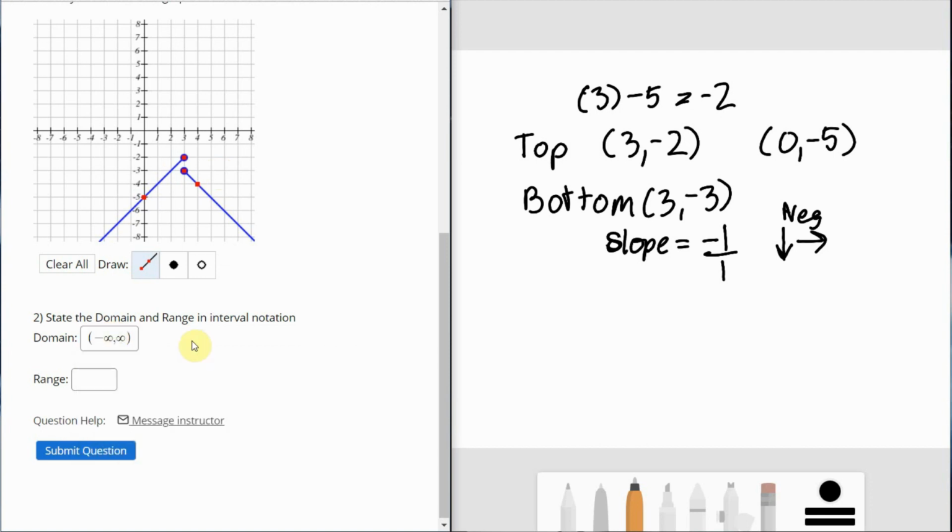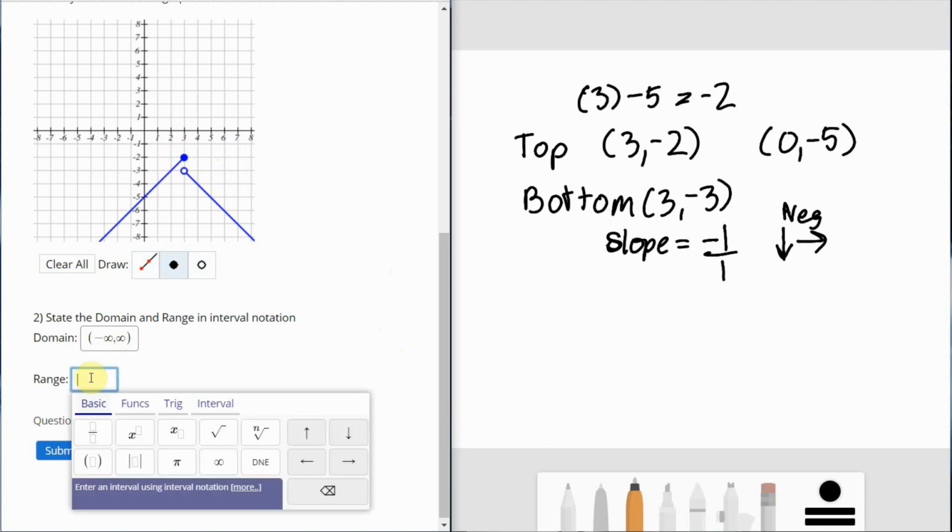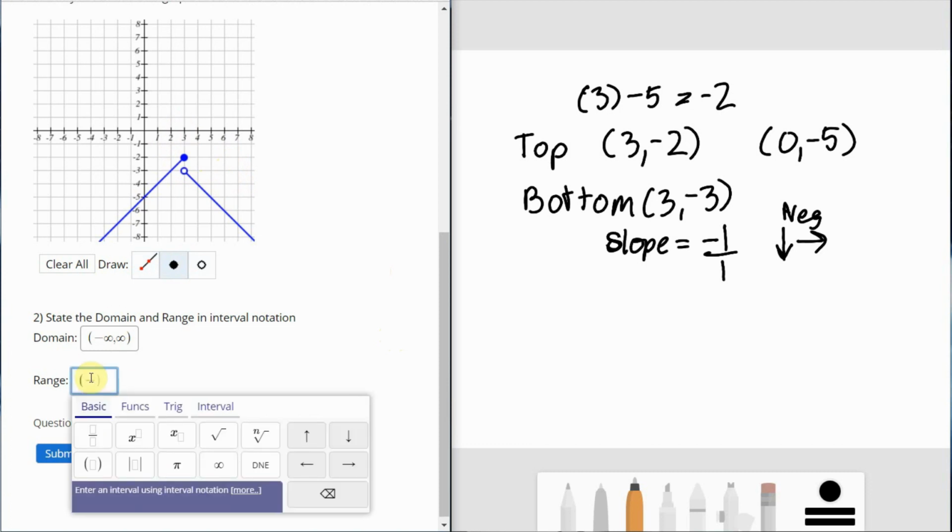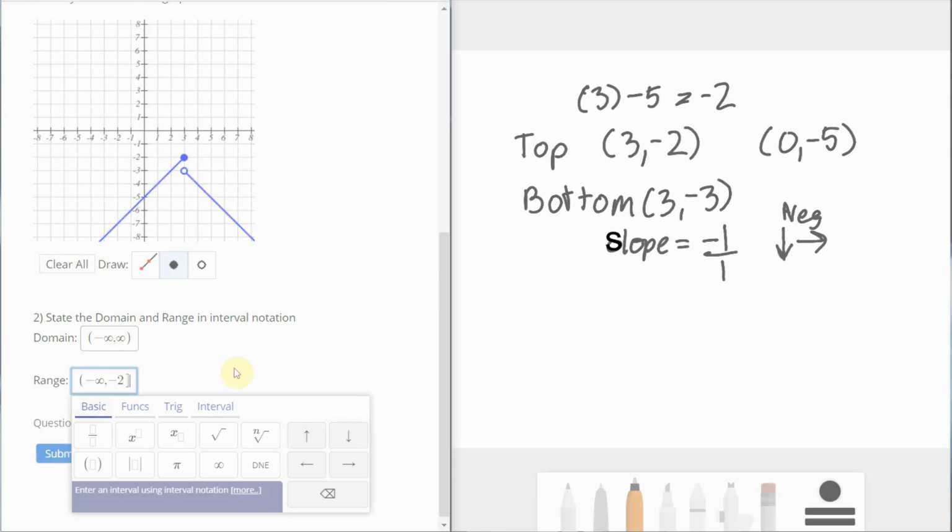For the range, because both sides will continue going down forever, there is no limit going down, meaning my range starts at negative infinity. However, the highest y value that is used on the graph is at the solid circle where y equals negative 2, making my range parentheses negative infinity, comma negative 2 bracket.